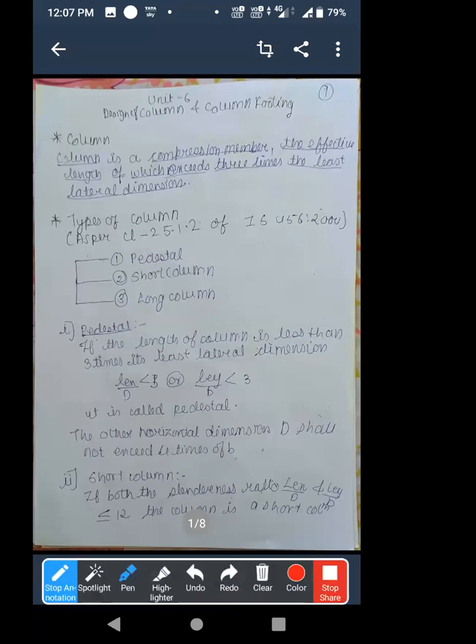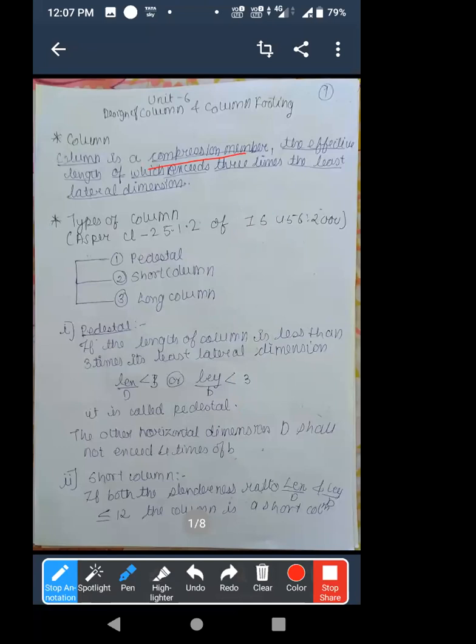Okay, second chapter. Now see, what is a column? A column is nothing but a compression member, which you know. Columns are the vertical members, and mostly the load coming on them is the compression load. Therefore, the column is known as the compression member.